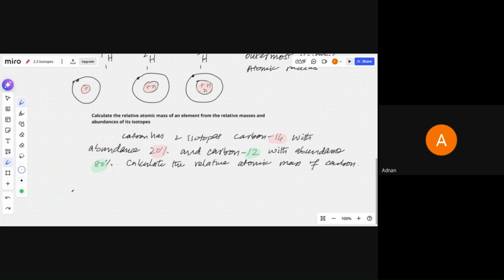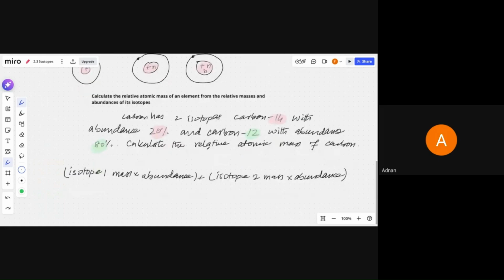We use a formula: isotope 1 mass times its abundance, plus isotope 2 mass times its abundance. If more isotopes are given, you can add them here, but now we have only two, so we write this formula accordingly, divided by 100, right?